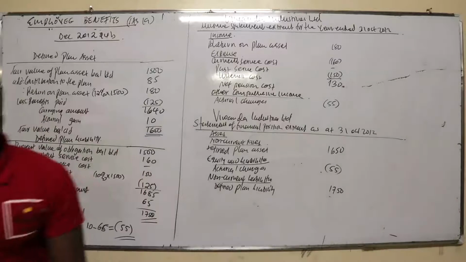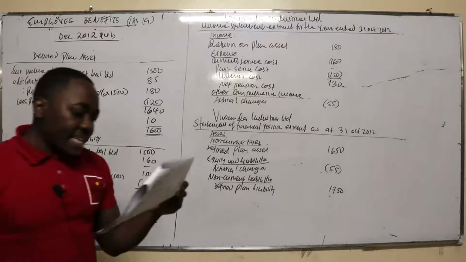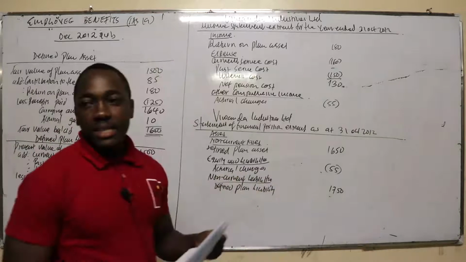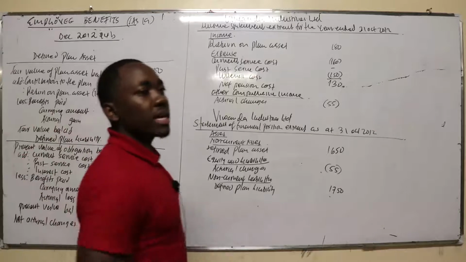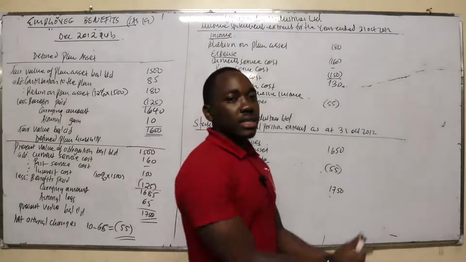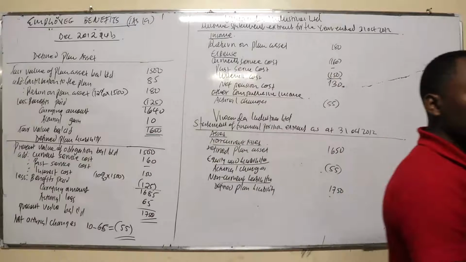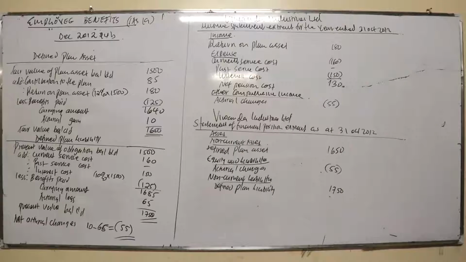Number three, the items that should be recognized in the income statement. That is an easy one. There is nothing to think about here. What have you taken to the income statement?